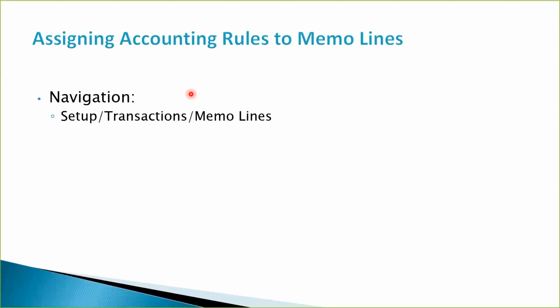Since accounting rules are for revenue recognition scheduling, we attach the accounting rule to the standard memo line. And in the case where we enter a transaction which uses invoicing rules, and we select that particular memo line, then the accounting rule will be defaulted. Remember, we associate the accounting rules to the transaction lines, while we select the invoicing rule at the transaction header. So with that, we can go ahead and assign the accounting rule to our memo line. This is the navigation we are going to follow.